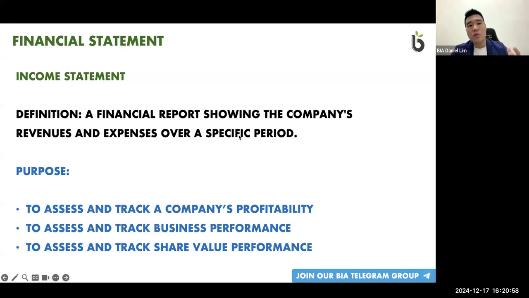So why do we go to the income statement? Take a look here. These are the main purposes. And actually, these are the most focused-on financial statements by the market, on whether to judge the company's performance.